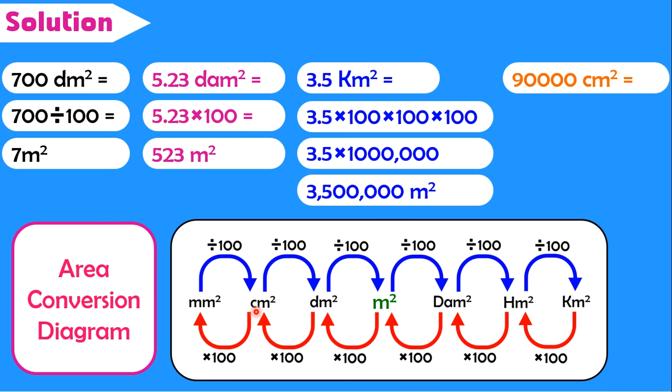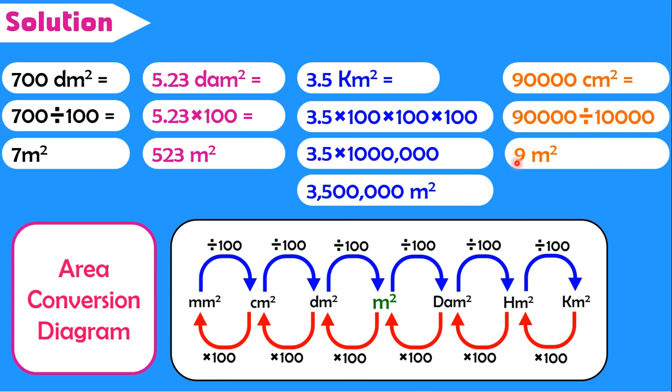Now 90,000 centimeter squared. We have to convert from centimeter square to meter square, from a smaller unit to a larger area unit. So we have to do division by 10,000, because we are moving here from divide by 100 and divide by 100. This will give us divide by 10,000, and the answer will be 9 meter squared.